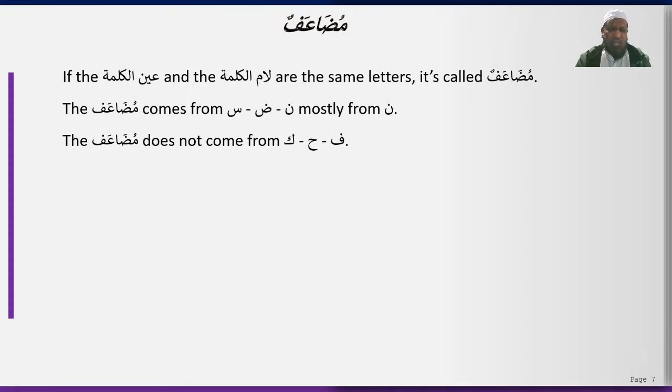The Mudha'af comes from Bab Nasara, Bab Daraba, and Bab Sami'a, mostly from Bab Nasara. So Mudha'af comes from only these three Babs. Mudha'af does not come from Bab Fataha, Bab Hasiba, and Bab Karuma. Mostly you'll see it from Bab Nasara. There are some fi'l that come from Bab Daraba and some from Bab Sami'a.